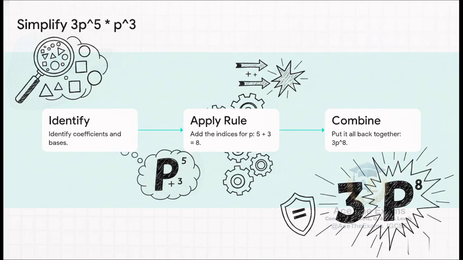When Alex answers this, Alex writes 3p to the 15th, incorrectly multiplying the indices. But because we paused to identify the command word and methodically applied the rules, we secure the full marks. Handle the big numbers normally and use the index rules for the little numbers.